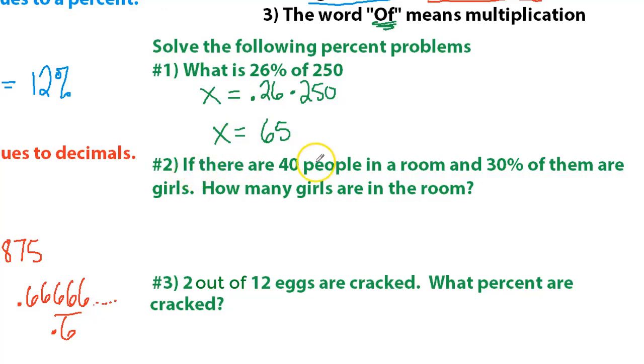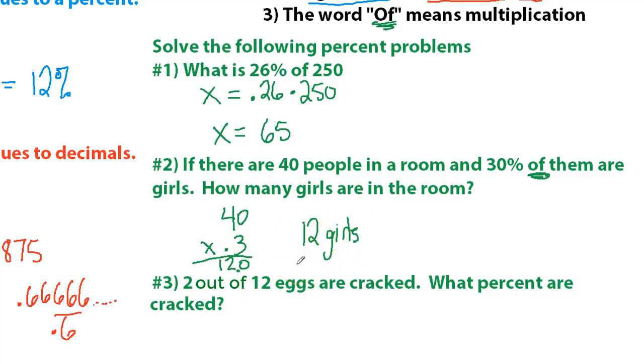Number 2, if there's 40 people in a room and 30% of them are girls, the word of again, how many girls are in the room? Well, to do that, we're going to do 40 times 30%, which is 0.3. 3 times 0 is 0. 3 times 4 is 12. My problem has 1 decimal point in it, and so there are 12 girls in the room.